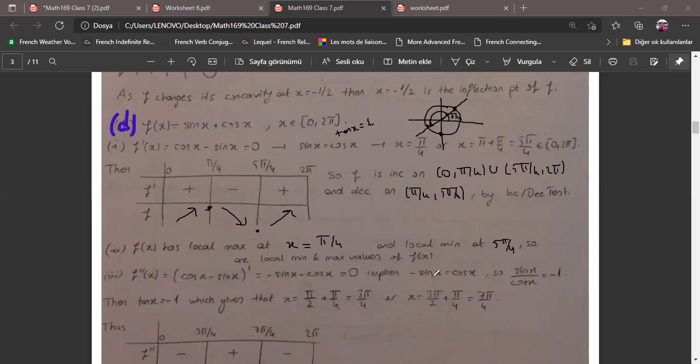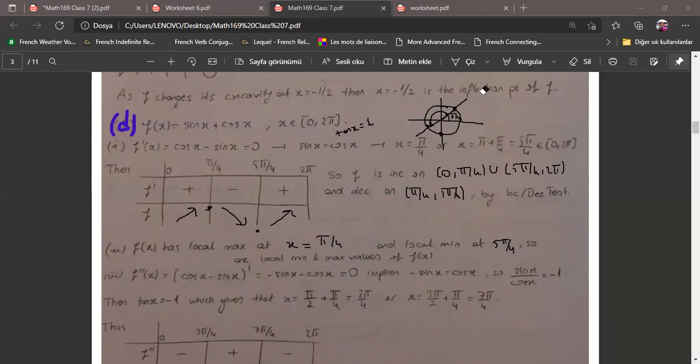Okay, and what are the local min and max values of this function? We need to just plug them in. So for example, for this one, you will have sine pi over 4 plus cosine pi over 4. So you will get square root of 2 over 2 plus square root of 2 over 2. You will get square root of 2. And you can plug that in to find the local minimum value of the function. Okay, that part is easy.